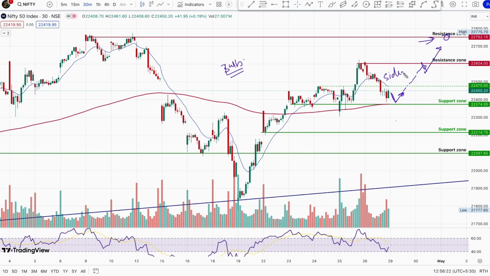So next session either it is going to be sideways in this region, or if the market continues to the downside it can touch the 22,214 levels as tomorrow's target, and for further targets we may again see the 22,000 levels. So this is all for tomorrow.